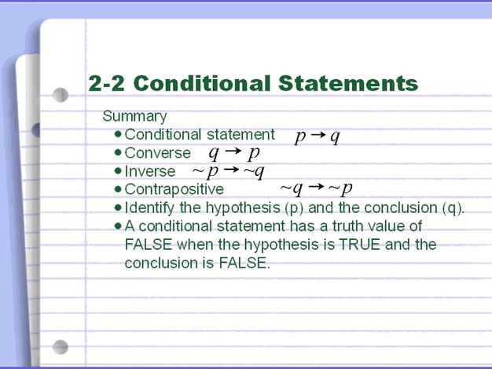All right, that's our lesson. So let's summarize. Conditional statement, if P then Q. The converse, we switch the hypothesis and conclusion, so you get if Q then P. Inverse, you make the original negative, so if not P then not Q. And contrapositive, we switch the front and the back and make them both negative. If not Q then not P. We've learned how to identify hypotheses and conclusions of conditional statements, and we also know conditional statements have a truth value, and they're only false if the hypothesis is true and the conclusion is false.